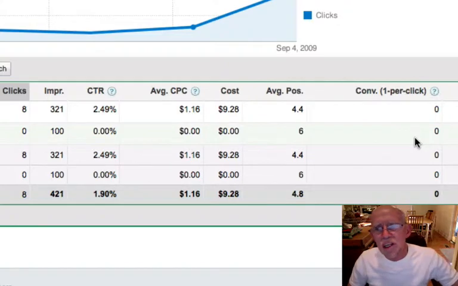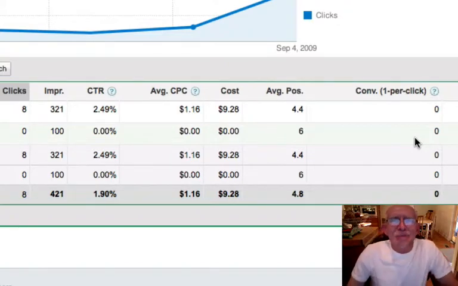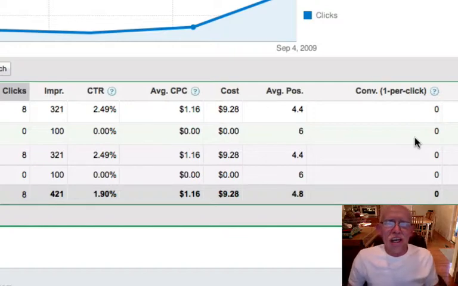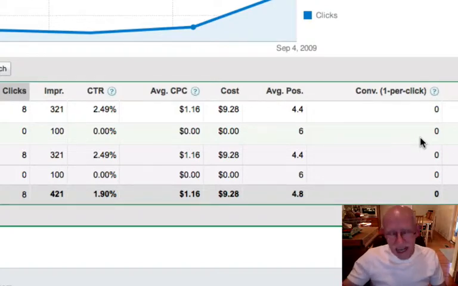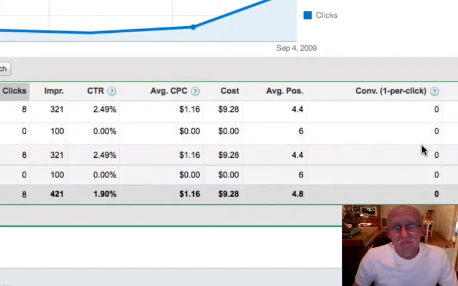No conversions whatsoever. Now, of course, that's the big no-no. You cannot have a goose egg in your conversions. Those are people that go to my ad, my capture pages, and then fill out their opt-in box and go to my web page. Nobody did that yesterday.